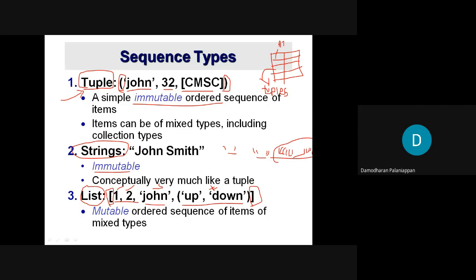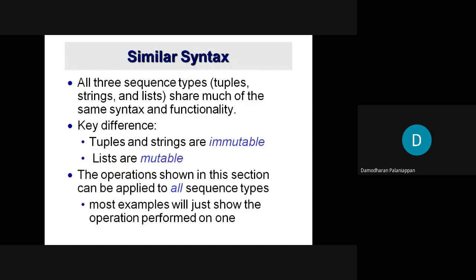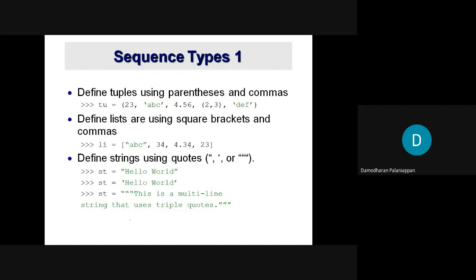Is it clear? If it cannot be modified, we call it immutable. If it can be modified, we call it mutable. Okay, is it clear? Now I'm moving to the next part. We will explain this. Now we can see an example.